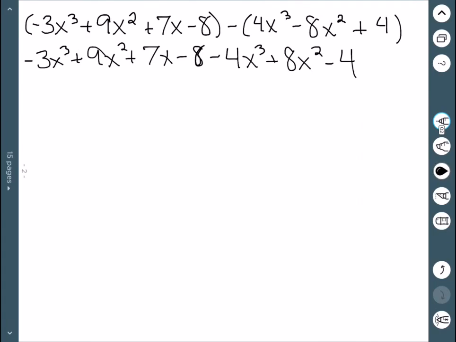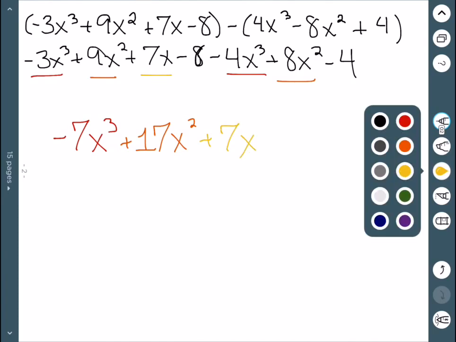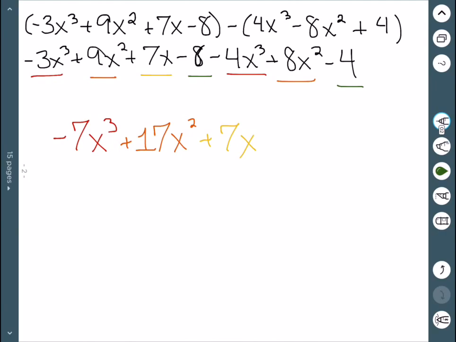Once again, we'll start with x cubed. We have negative 3 minus 4, which is negative 7. Moving to x squared, 9 plus 8 is 17x squared. There's still only one x, which is 7x. And then finally we move to the constants. Negative 8 minus 4 is negative 12. So we have the solution.